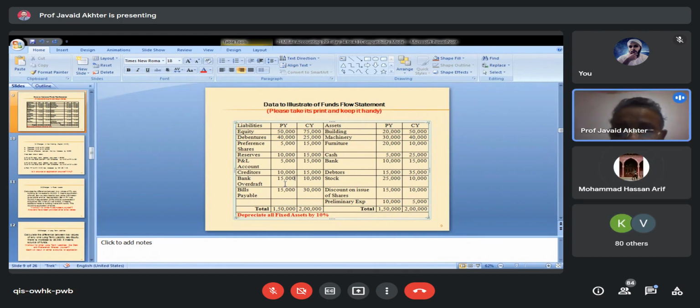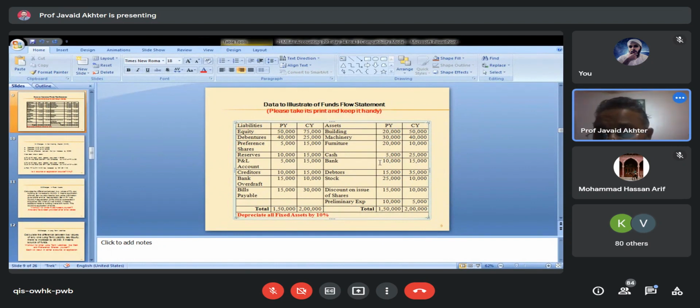Yes, sir. Okay, this is how you will calculate. Now, all the sources and applications of each component of working capital will be equal to the difference between two balances of cash. It will be equal to how much?